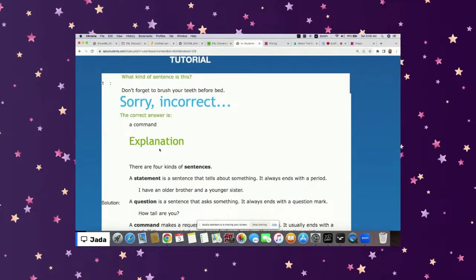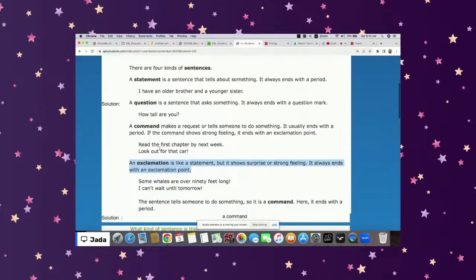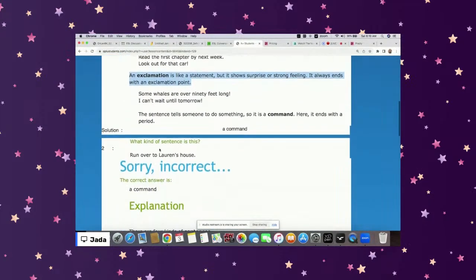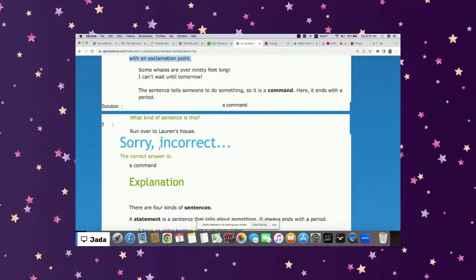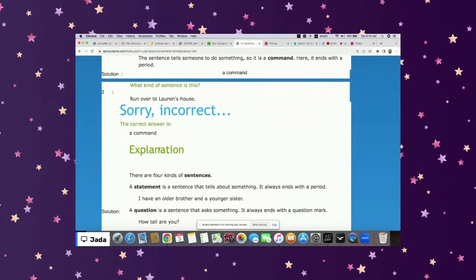Now, the first one says, don't forget to brush your teeth before bed. Now, that is a command because it's telling you what to do. Okay, do not forget to brush your teeth before bed. It is making a request and telling you to do something. Okay, it's telling you do this before bed.